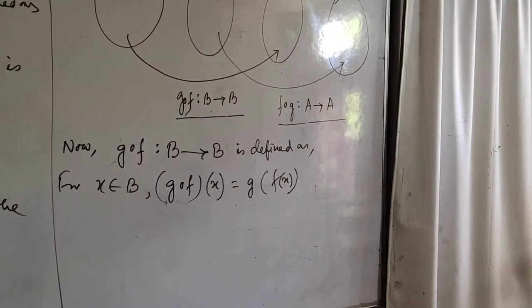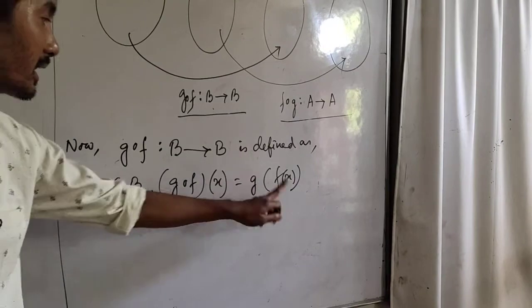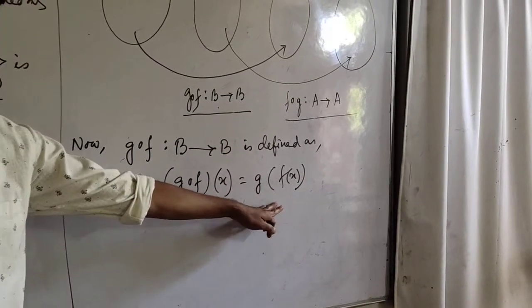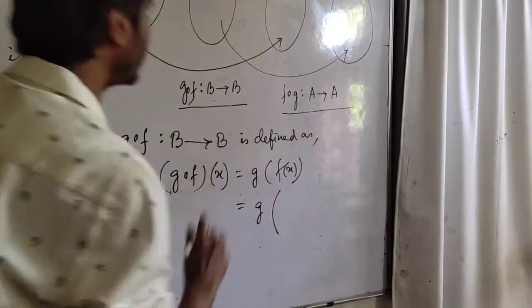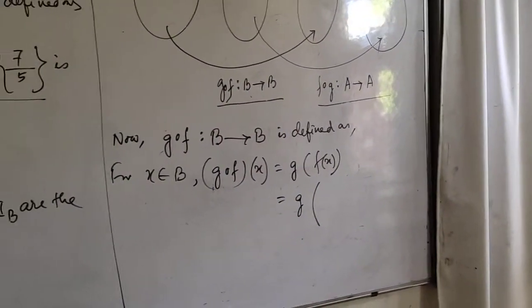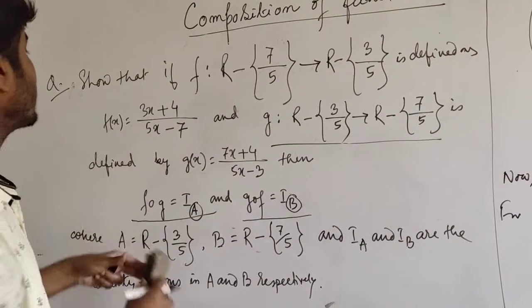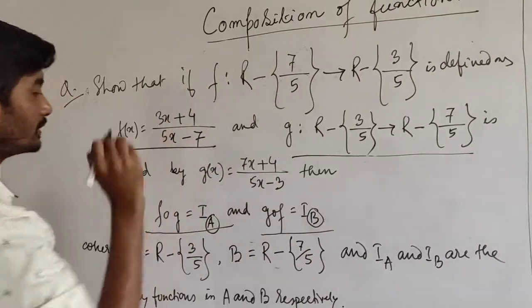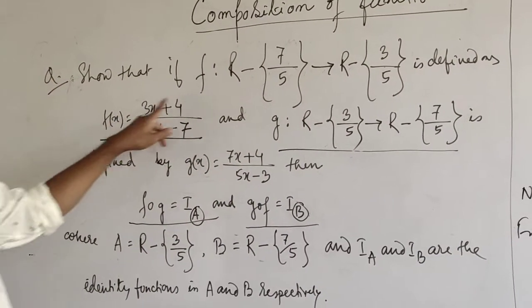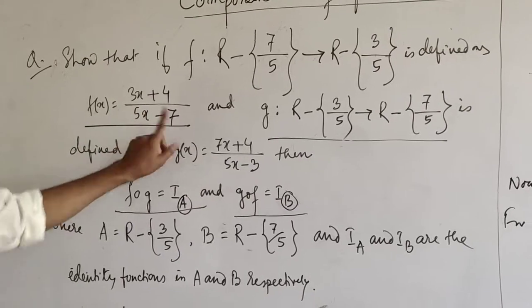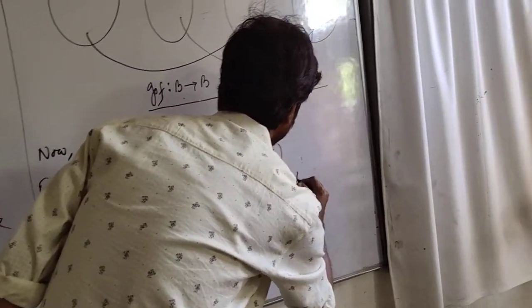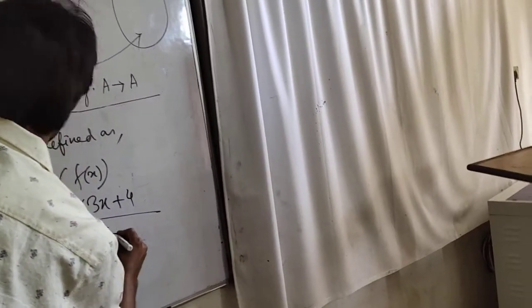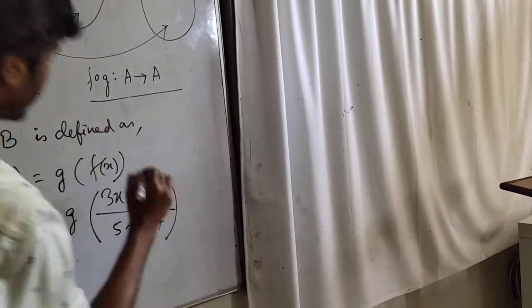GOF x equal to Z of fx. This comes immediately from the definition of composition. Equal to Z of. Now let us see what is the definition of fx. Fx equal to how much? 3x plus 4 by 5x minus 7. This is the definition of fx. So here I write 3x plus 4 divided by 5x minus 7.